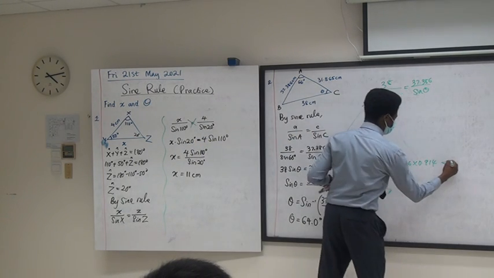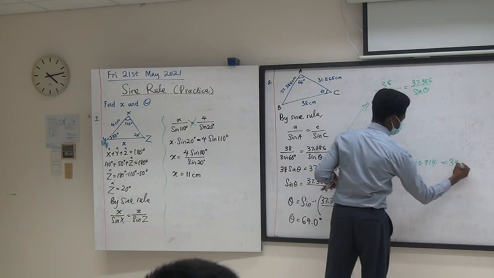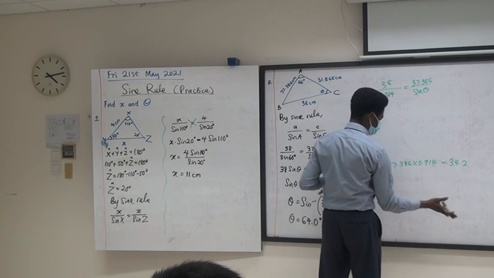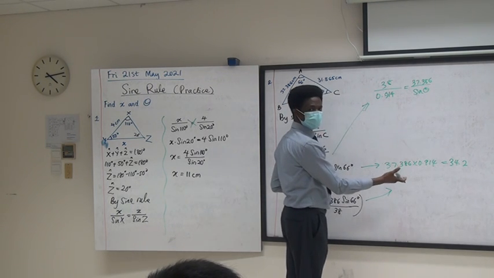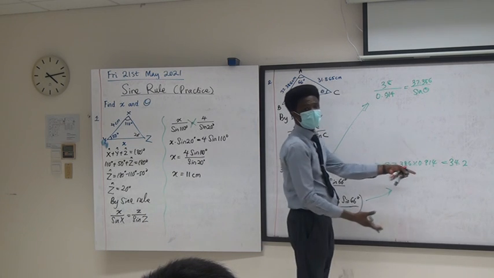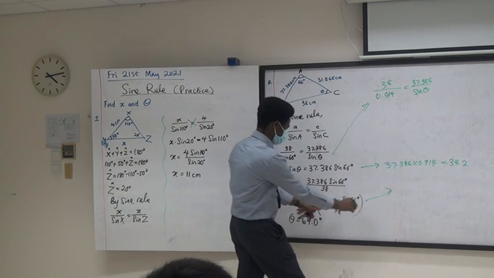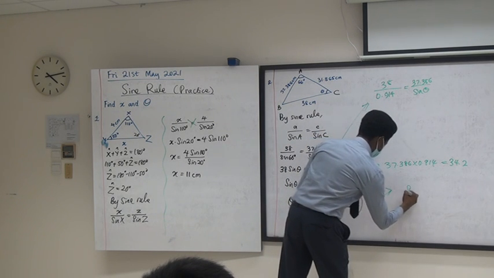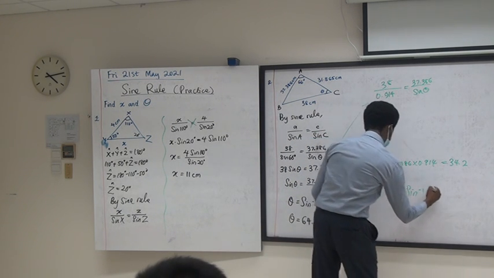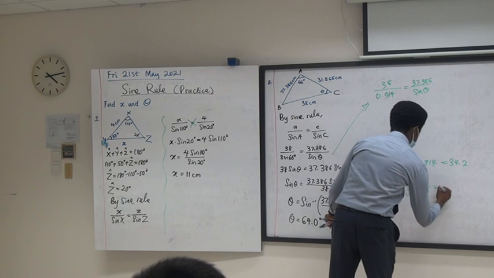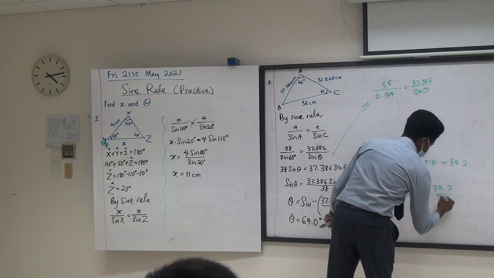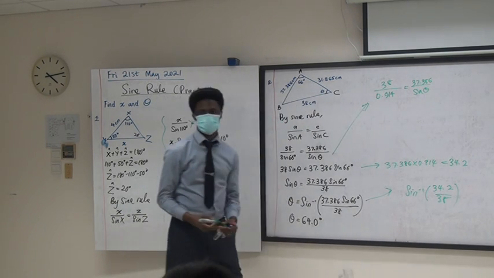34. Speak louder, quickly and fast. 34.2. Two what? Just two? Oh no, there's more. I just rounded off to 3 significant figures. You see another rounding. How many times have you rounded now? Twice. Okay. So here, we'll probably have arcsine of 34.2 divided by 38. Tell me what the value is.